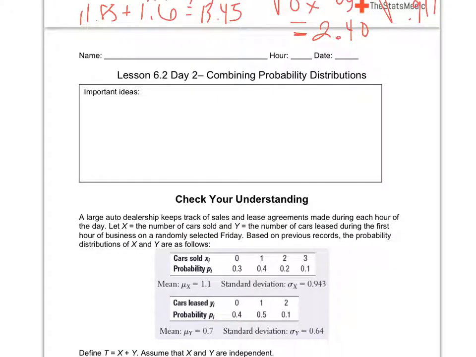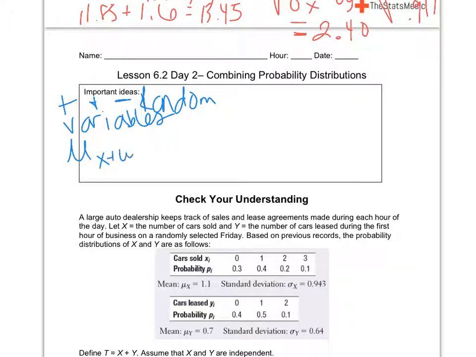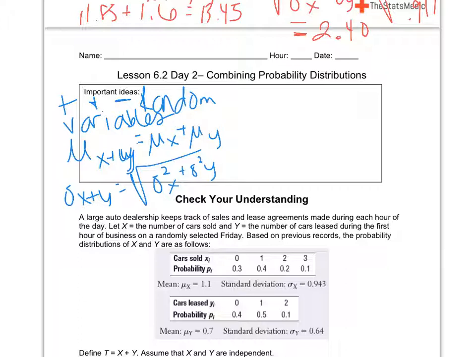So let's recap our big ideas here. If we're adding and subtracting random variables, like we did before where we added x and y, or if we subtracted x and y, then the mean is just going to be the two means added up. The mean of x plus y or x minus y is the mean of x plus the mean of y. And my standard deviation, when I add them up, is just going to be the square root of the standard deviation of x squared plus the standard deviation of y squared.